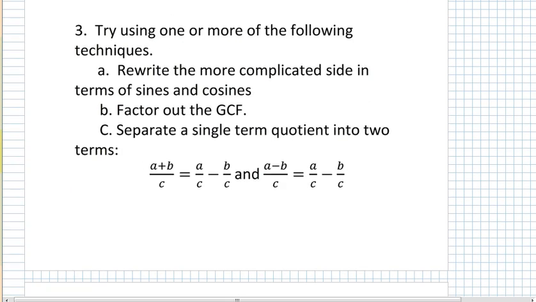Third, try using one or more of the following techniques. So we worked on some, like rewriting the more complicated side in terms of sines and cosines. That's what we did the first day. We talked about factoring out the greatest common factor. That's a possibility as well. Then we talked about simplifying and separating a single term into two terms. So if you're adding, split it up into two terms. There should be a plus sign there.